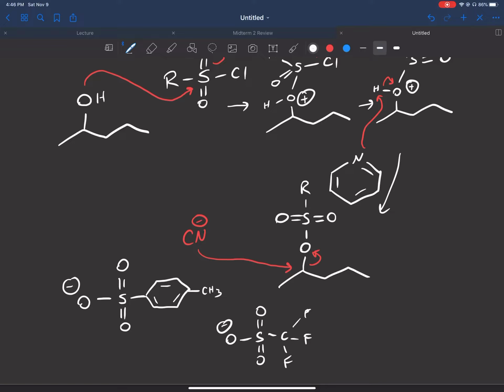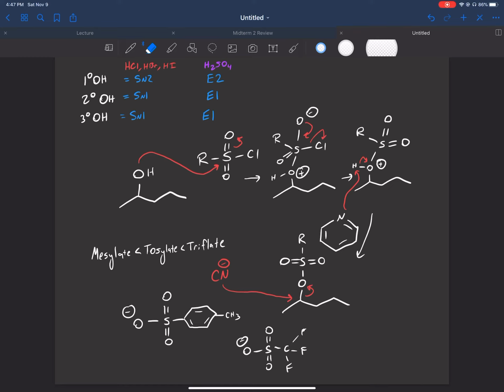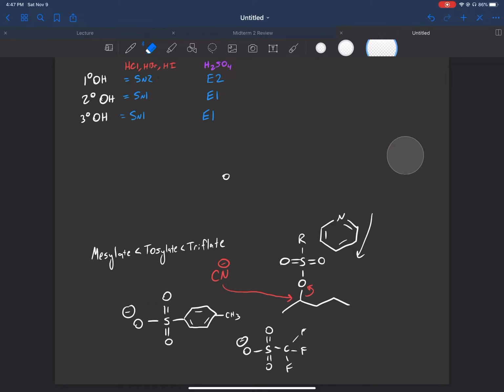So we can rank mesylates, tosylates, and triflates in terms of leaving group ability, like this. So the triflates are the best, tosylates are the second best, and mesylates are the worst of the three, but mesylates are actually still very good leaving groups, okay? So don't think that they're bad, it's just out of the three, it's the weakest, okay? And so let's go through some examples.